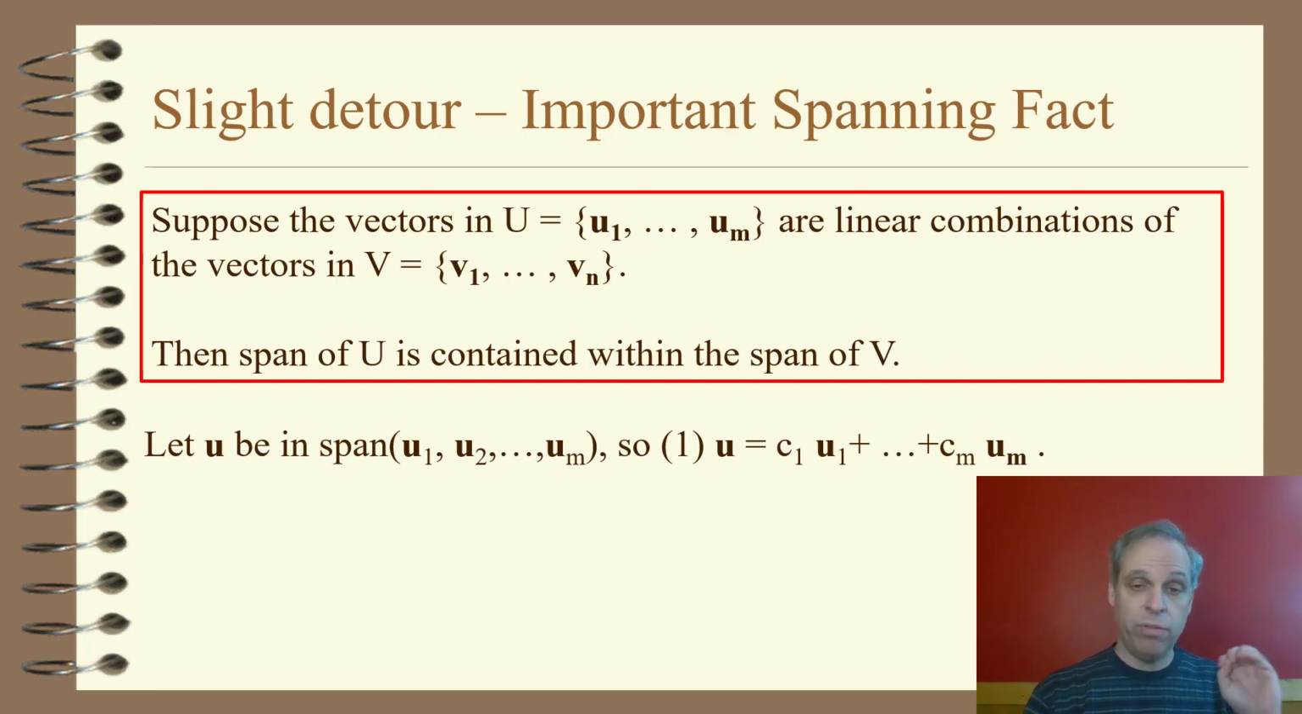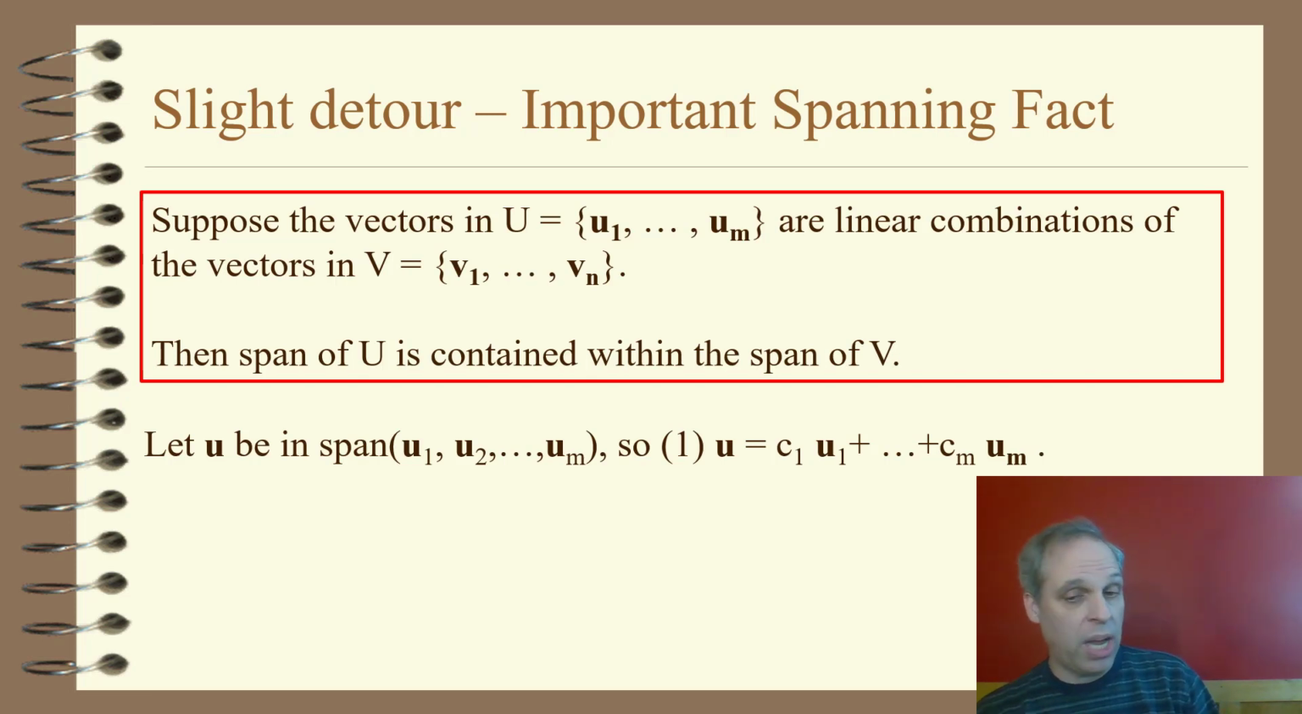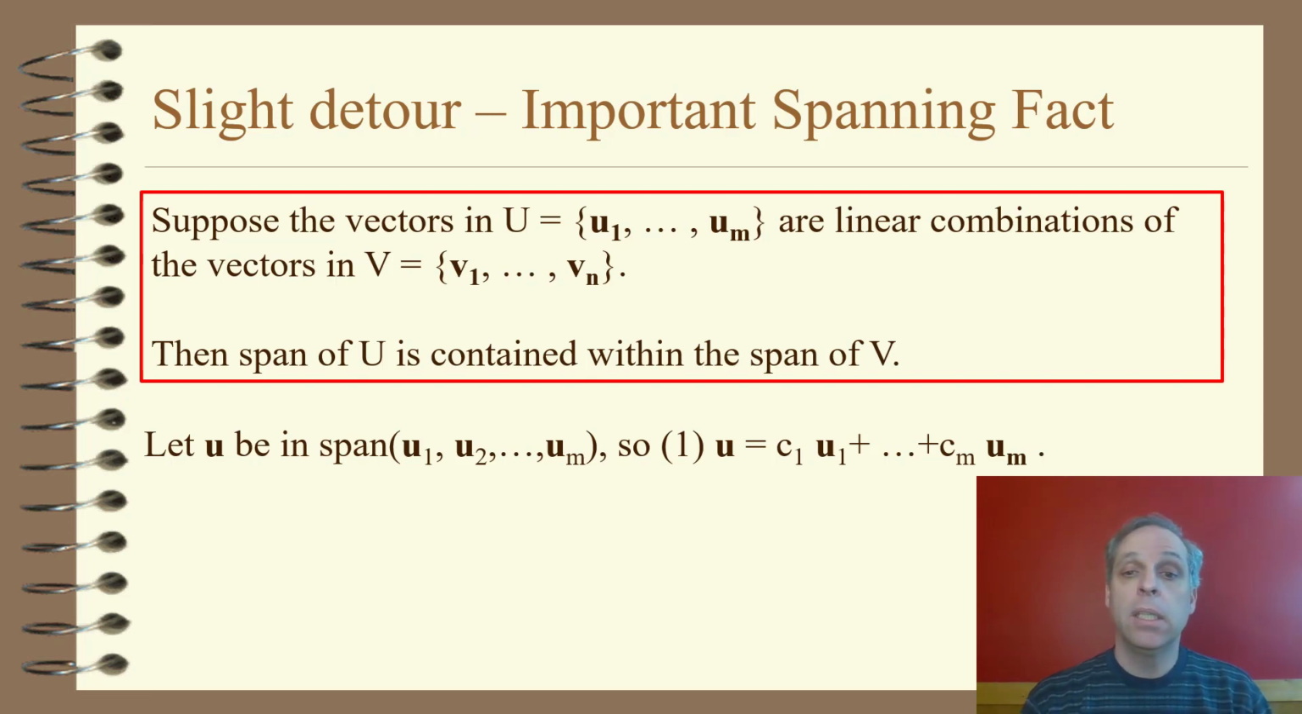I'm going to show you that this vector U is actually in the span of V. So if that's true, then U is a linear combination of U1, U2 up to UM. But I know that U1 up to UM are all linear combinations of the vectors in V, because that's one of the assumptions. So U1 can be written as a linear combination of vectors in V. U2 can be written as a linear combination of the vectors in V, and so on.